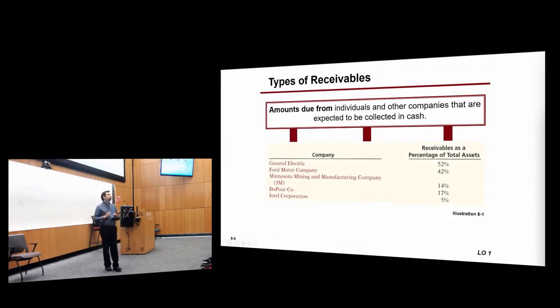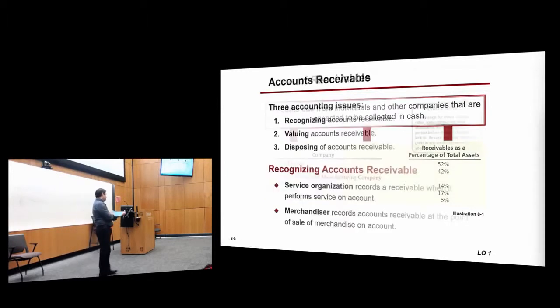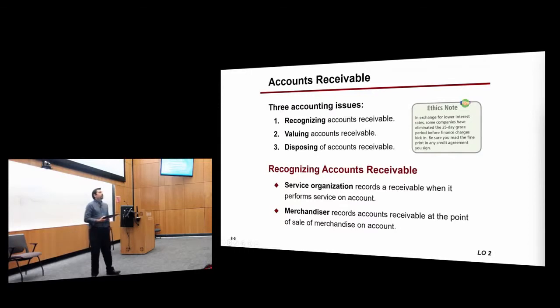This slide here simply shows you why we care so much about accounts receivable. Because in certain cases, it makes up a big part of the company's current assets. Okay? This comes from the company's operations, and most companies actually make transactions on account. So this is why, for example, General Electric had 52% of their assets, like half their assets, in receivables. Okay? So for accounts receivable, there are three main issues associated with that.